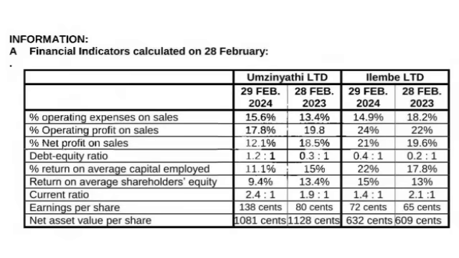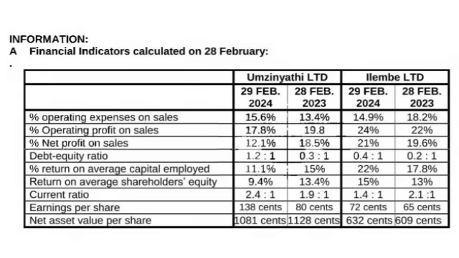So the profitability indicators that I want to talk about are the percentage operating expenses on sales and the percentage operating profit on sales, meaning the first two. For Umzinyati it used to be 13.4, it moved to 15.6. For Ilembe it used to be 18.2, then it went down to 14.9, but this is expenses, so we want them to go down. So that means Ilembe is doing good in this regard.